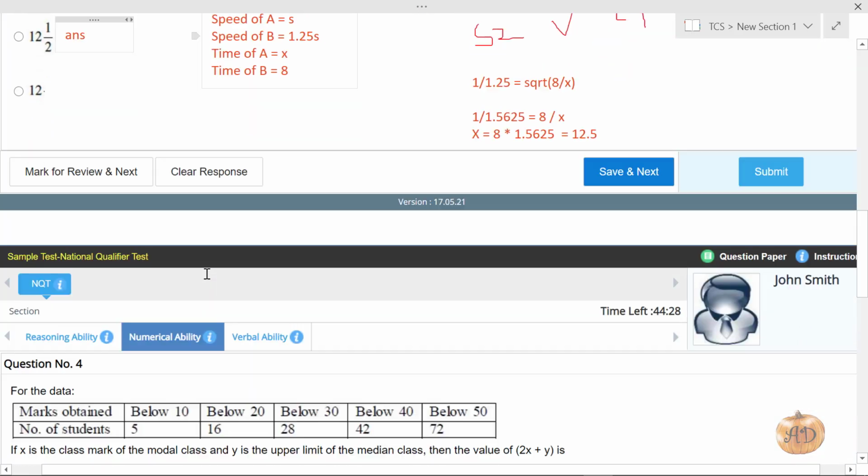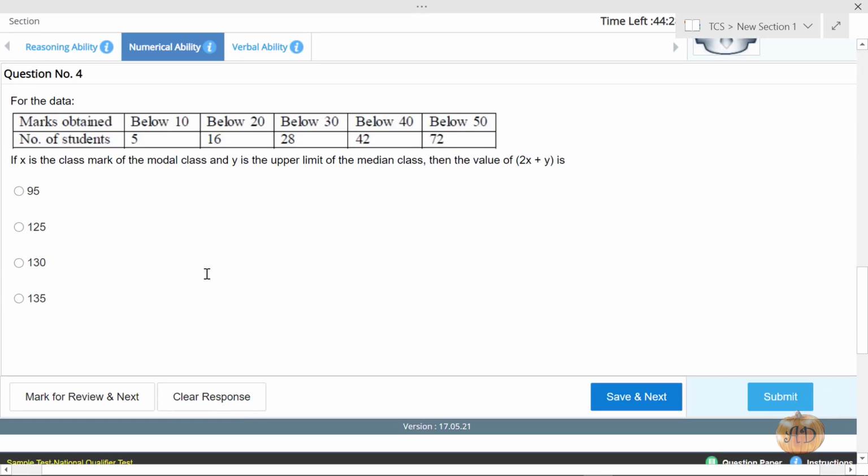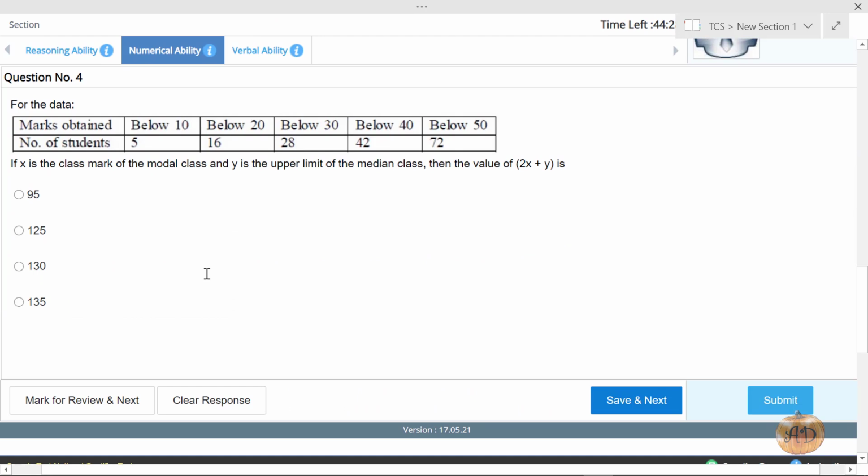Okay, let's move to the next question. This is a little different question. This says we have been provided with data, and it's asking: if x is the class mark of the modal class and y is the upper limit of the median class, then the value of 2x plus y is. Okay, how to solve this?